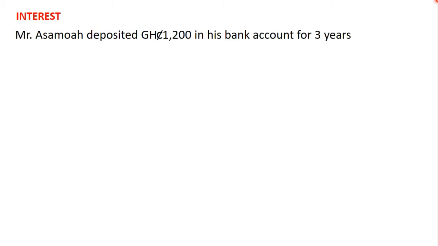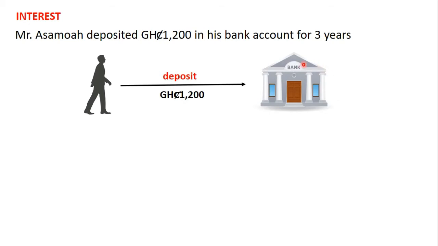In the previous video, we solved a practical problem involving profit and loss. In this video, we are going to learn about interest. Let's consider this example. Mr. Asamoah deposited 1,200 Ghana cedis in his bank account for 3 years. So Mr. Asamoah went to this bank and deposited 1,200 Ghana cedis in his account.